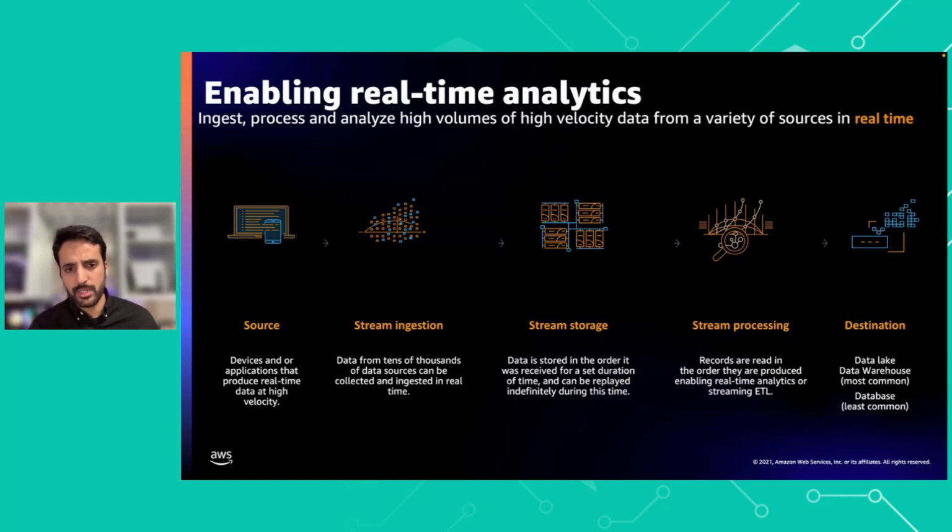Then you have stream processing. Records are read in the order they are produced, enabling real-time analytics or streaming ETL, which is where you start drawing certain insights from your data. Alternatively, you could also sink it to a destination such as a data lake or a data warehouse, where you can then analyze this data, use it to feed machine learning models, and so on and so forth.